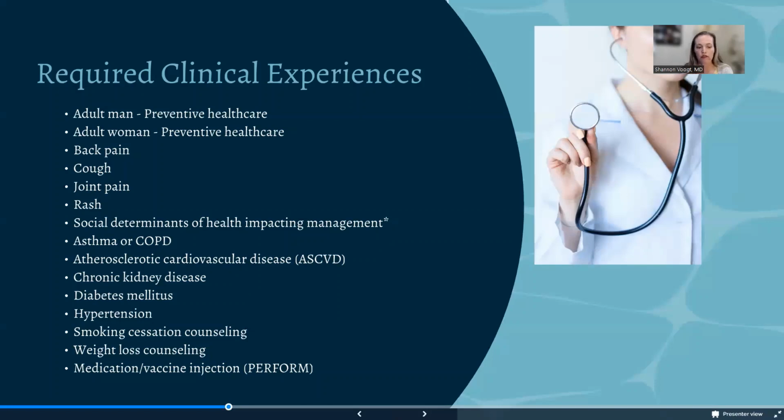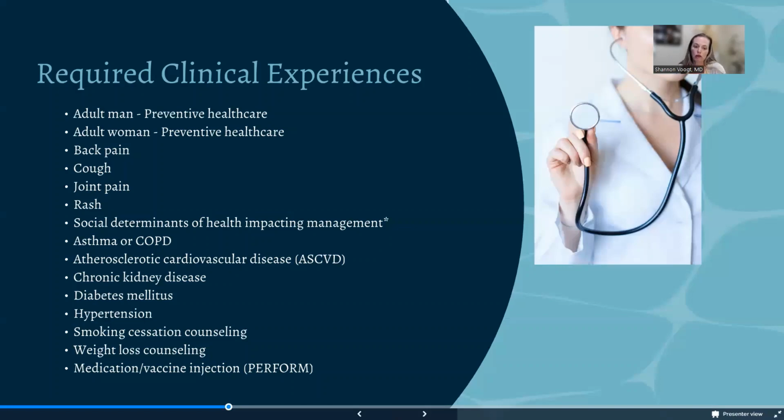Diabetes, hypertension. Students do learn how to counsel on smoking cessation and weight loss, so we want them to practice this. Again, this should be really easy: finding patients to practice counseling on quitting smoking, and counseling them on changing their weight or having more healthy behaviors.